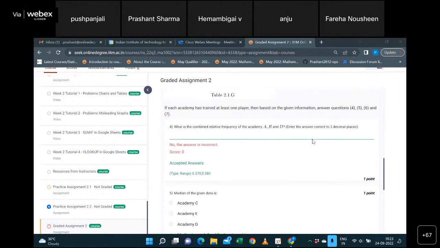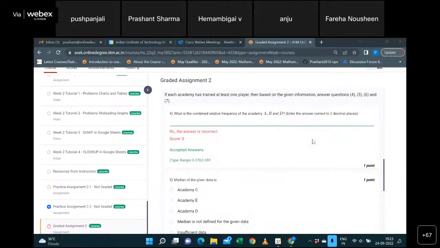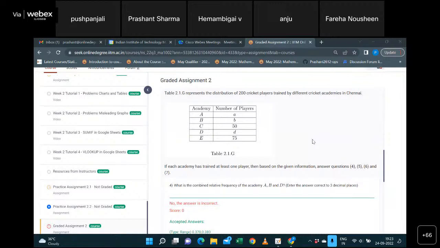According to you, what was the correct option? I took option C, Academy C. See, Pushpanjali, just a few minutes before we discussed that we can calculate the median for ordinal data only when we can order the data, right? Can you order the academies, like Academy A is greater than Academy B, or Academy A is less than Academy B? No. So how can you find the median for such nominal data? Where there is no particular order between the categories, we cannot find the median. Median is not defined for such types of data sets.